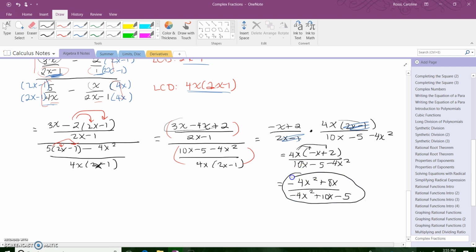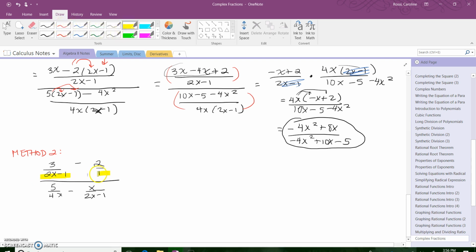So let's see if we get this when we do method 2. For all 4 of our denominators here, we want the LCD of everything. So our giant LCD here, let's see, 2x minus 1 repeats. So just put that once, and then I have a 4x, and then I have a 1, but 1's really irrelevant. So let's multiply our whole top by 4x, 2x minus 1, and our whole bottom by 4x, 2x minus 1.